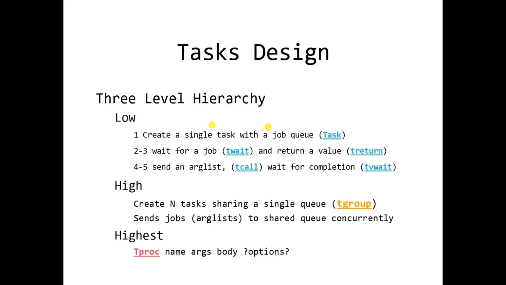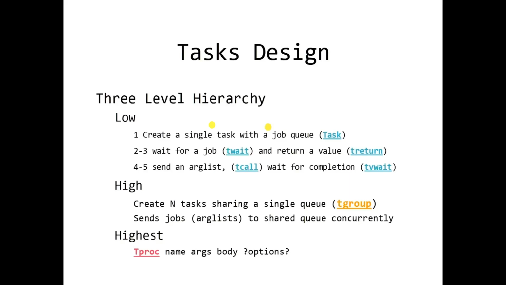At a higher level, there's a command called tgroup, and its job is to create N tasks that each share a single queue. This gives you the ability of a single queue multi-server arrangement. Tgroup also sends jobs, which are arg lists again, to the shared queue concurrently, and any available task in the group can remove a job from the queue and process it and return a value. Tgroup also creates an array where the return values are stored.